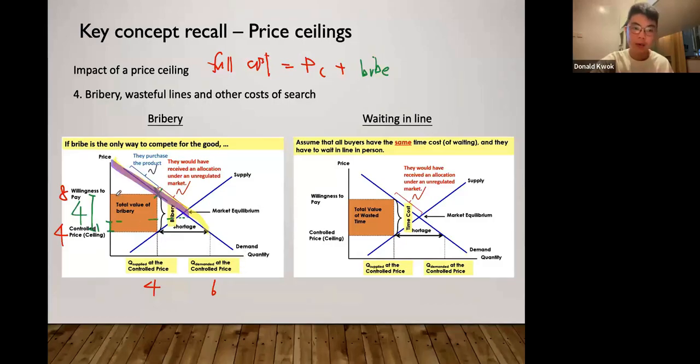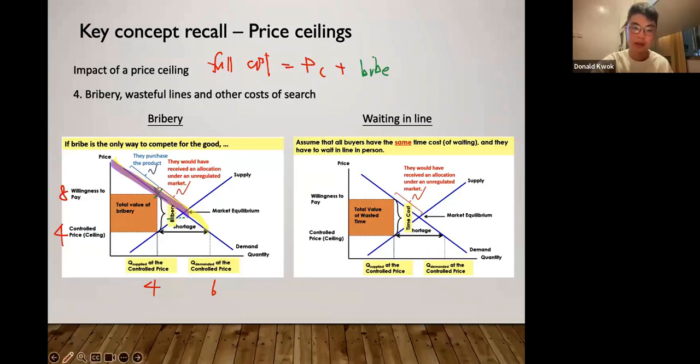If we are required to find the total value of bribery, it's simply the per unit bribe of $4 multiplied by the quantity traded at this level, 4 times 4. Graphically, the total value of bribery will be given by this orange rectangle.